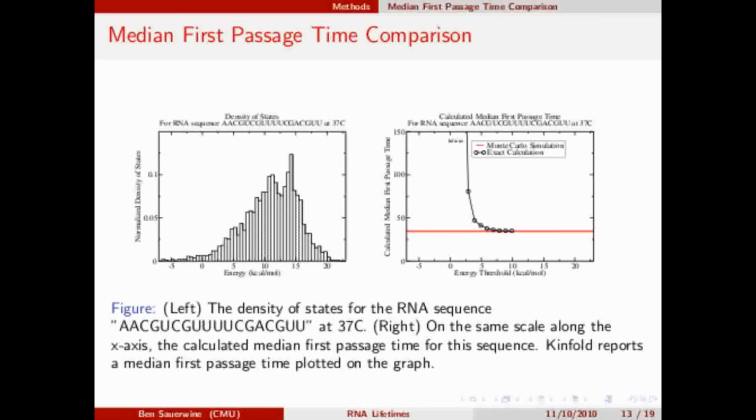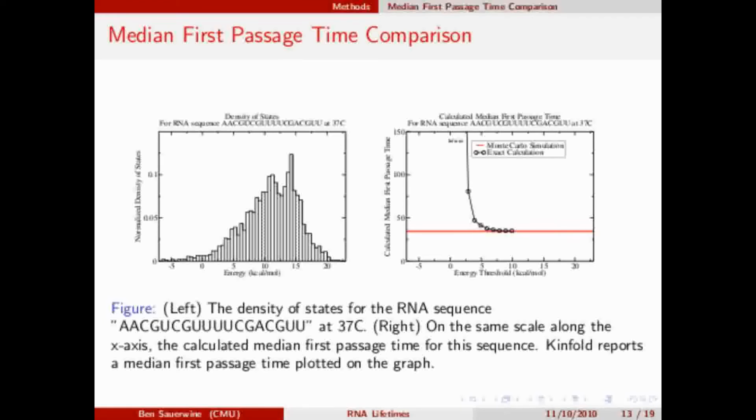Now let's see how our median first passage time algorithm performed for the small RNA. On the left, I have a plot of the density of states of this short RNA, and you see that there's very few low energy structures available, and then around 0 to 5 kcal per mole we start getting exponential growth as there's a combinatorial explosion of available states. Finally, at high energies we start to deplete the combinatorial number of states available to this short sequence, and the density of states drops back down to 0.